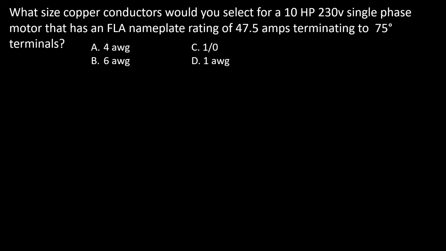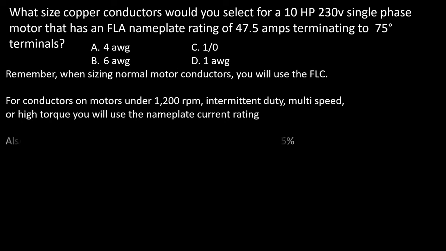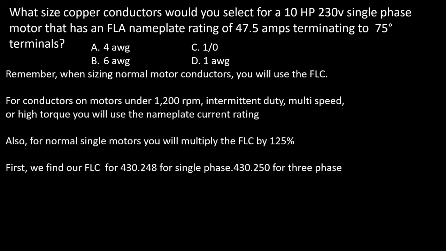What size copper conductors would you select for a 10 horsepower, 230 volt single phase motor that has an FLA nameplate rating of 47.5 amps terminating to 75 degree C terminals? So we're going to go through all of our initial steps, being sure that we head to table 430.248 for single phase. When we get there, we're going to do our process, and we're going to find out that this motor's FLC is 50 amps.